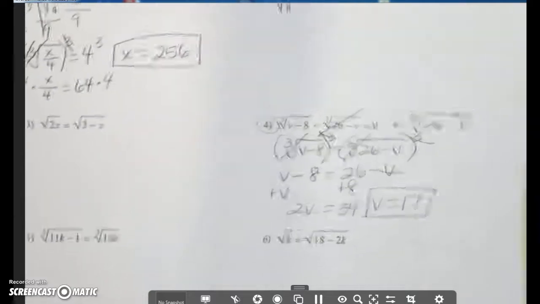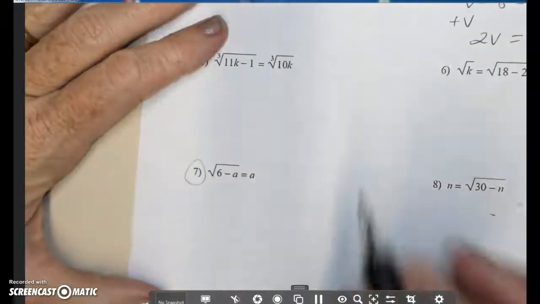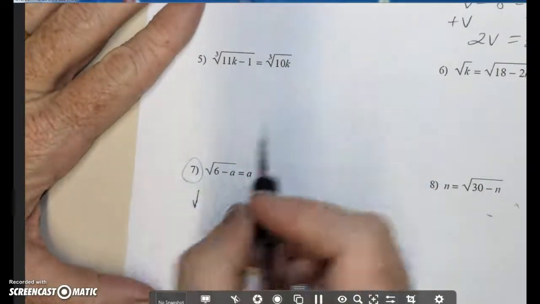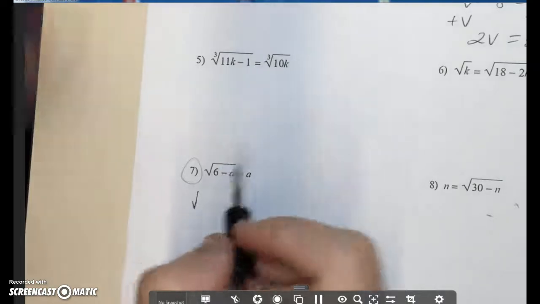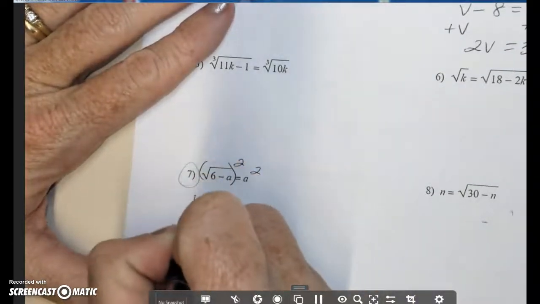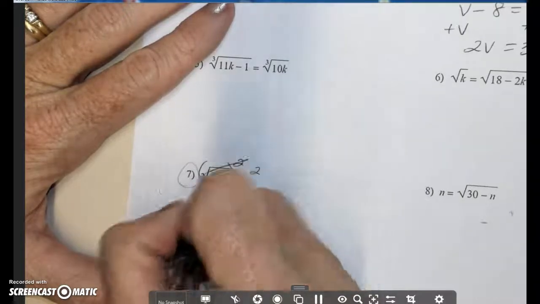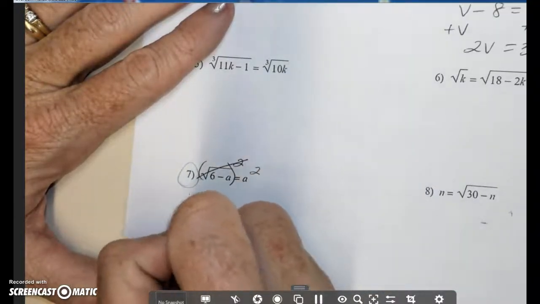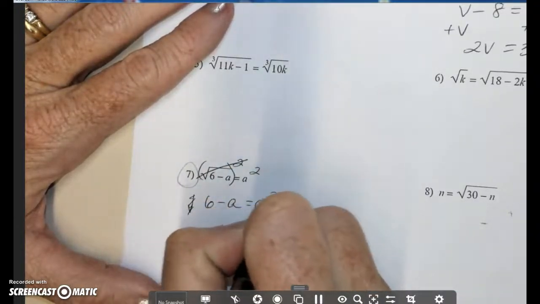Alright, let's go down to number 7. So in order to undo that square root, I actually need to square both sides. So I'm going to square that side and square that side. So when I square a square root, I get rid of that root altogether. So I have 6 minus a equals a squared.